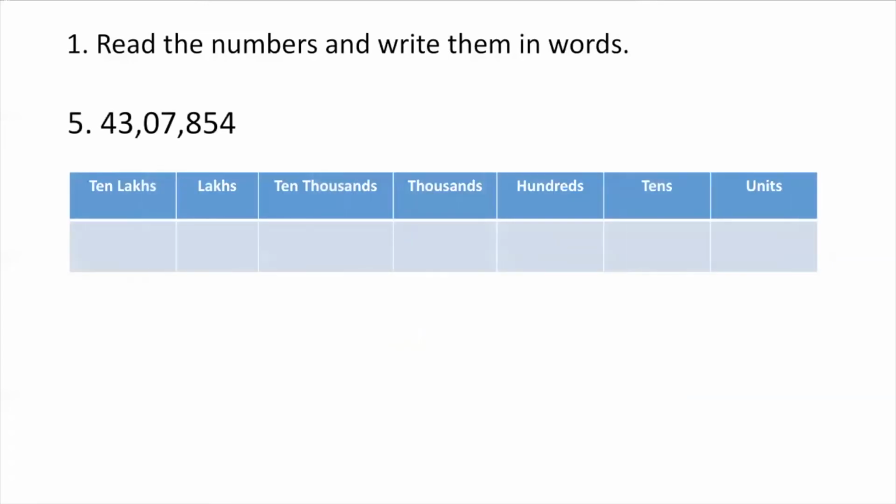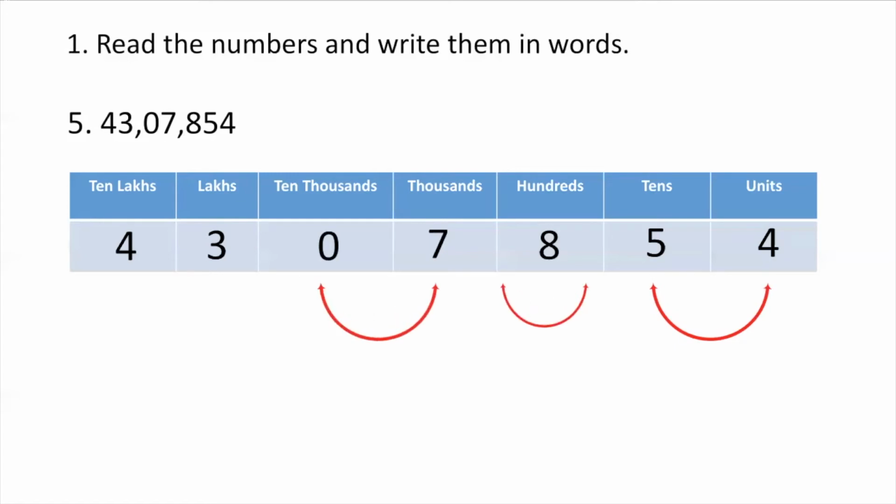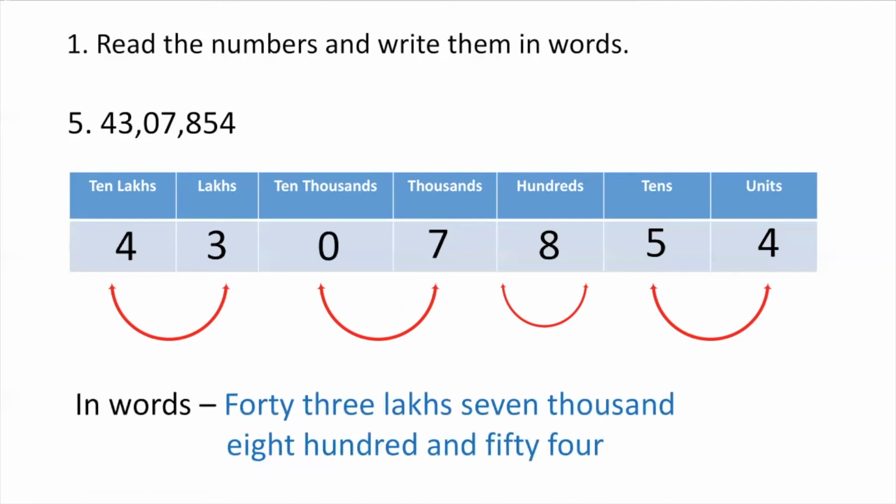We have 4 in the units place, 5 in tens place, 8 in the hundreds place, 7 in thousands place, 0 in 10,000s place, 3 in lakhs place, and 4 in 10 lakhs place. So let's break this number into 4 different parts. Tens and units together, hundreds, thousands and 10,000s together, 10 lakhs and lakhs together. So we write this number in words as 43 lakhs 7,854.